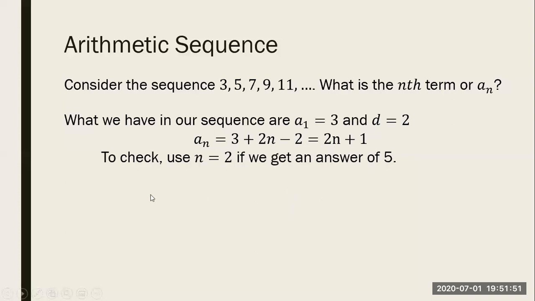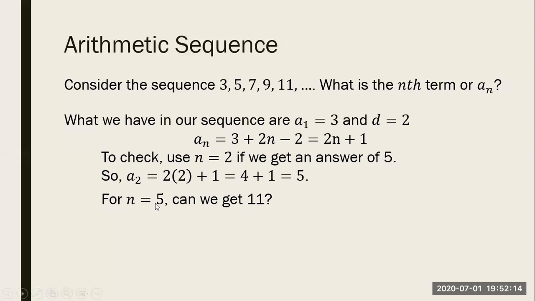So let us check kung tama. So use n equals 2 if we get an answer of 5. So kung n equals 2, yung pangalawa, dapat 5 ang sagot natin. Okay, so a sub 2 is equal to 2 times 2. Substitute natin yung 2 dito sa n natin. Plus 1 is equal to 4 plus 1 equals 5. So, correct. For n is equal to 5, example, so dapat makuha natin ang 11. So, kasi limang term ang 11. So, 1, 2, 3, 4, 5. Substituting a sub 5 is equal to, meaning ang fifth term natin ay 2 times 5 plus 1.